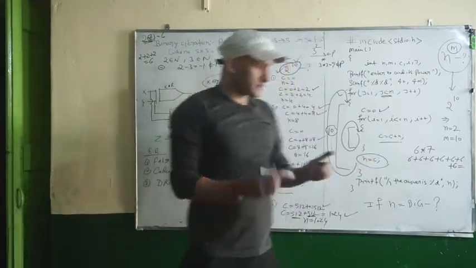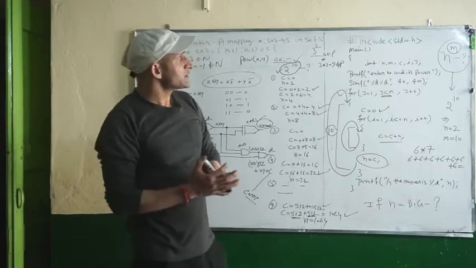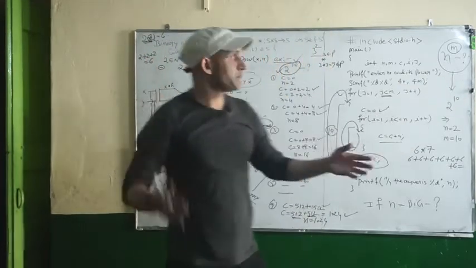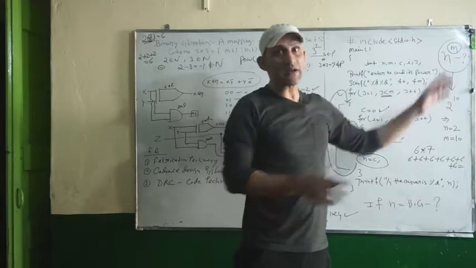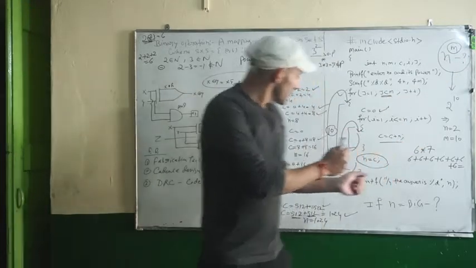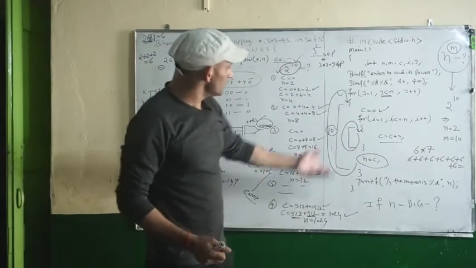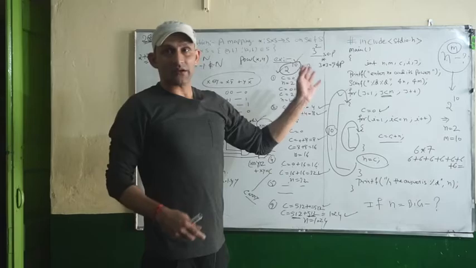Now the question is, I will explain you after some time. Suppose n is a very big number, more than 128 bits, then how will it be calculated? I will explain you after some time. Okay, so in this lecture I have explained how the computer is working.